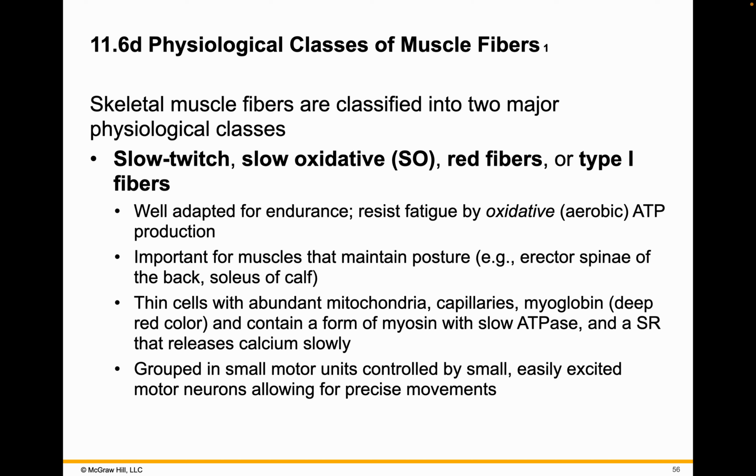Skeletal muscle fibers are classified into two major physiological classes: slow twitch, slow oxidative, red fibers, type 1 fibers. These are well adapted for endurance, resist fatigue by oxidative ATP production, and are important for muscles that maintain posture. They're thin cells with abundant mitochondria, capillaries, and myoglobin, and contain a form of myosin with a slow ATPase and sarcoplasmic reticulum that releases calcium slowly. They can be grouped into small motor units controlled by small, easily excited motor neurons that allow for precise movements.